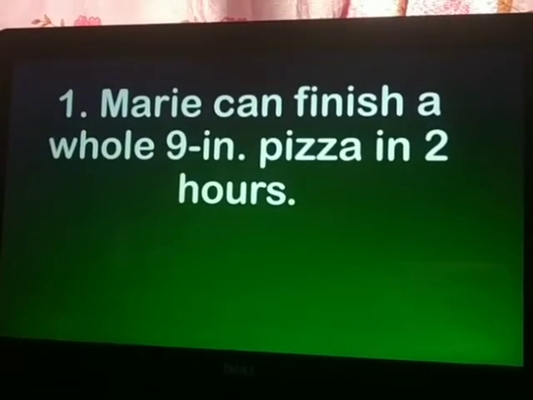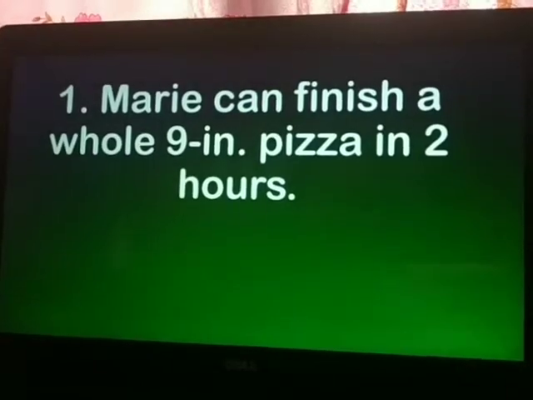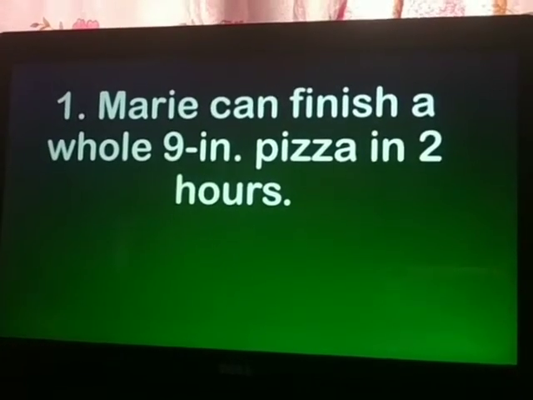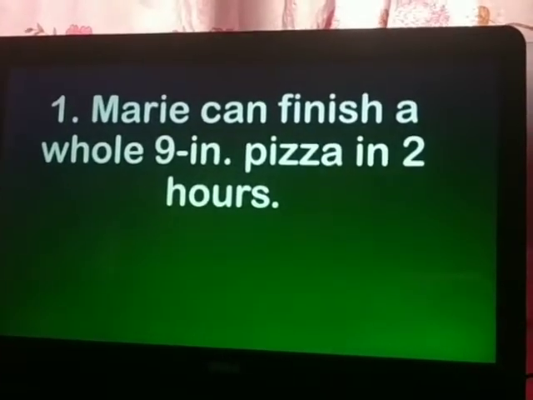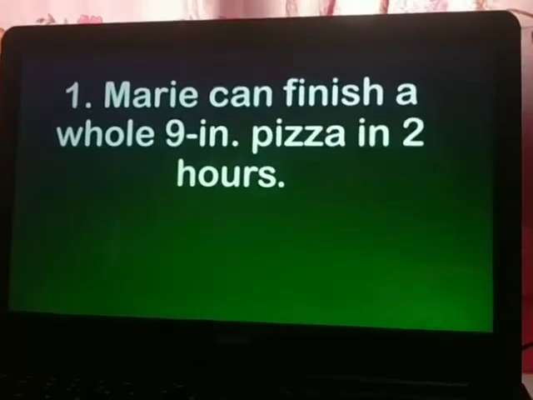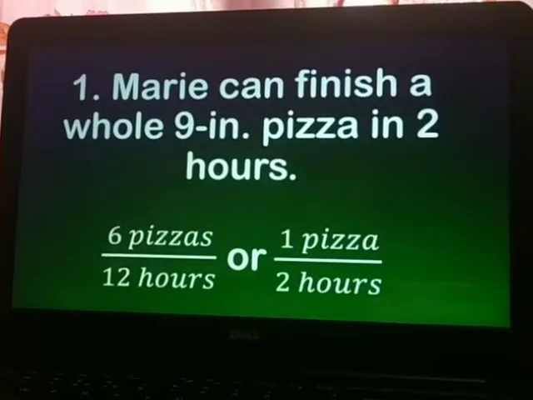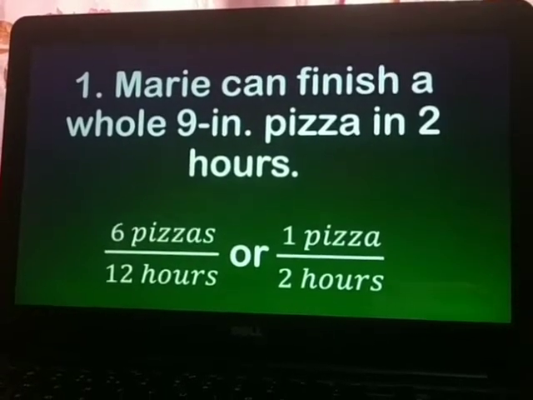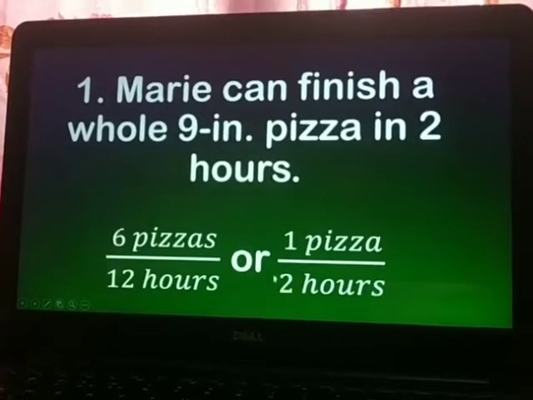Marie can finish a whole 9 inches pizza in 2 hours. Marie can eat a whole 9 inches pizza in just 2 hours. And so, if we will make it half a day, she can finish 6 pizzas in 12 hours. Or, that's 1 pizza in 2 hours.